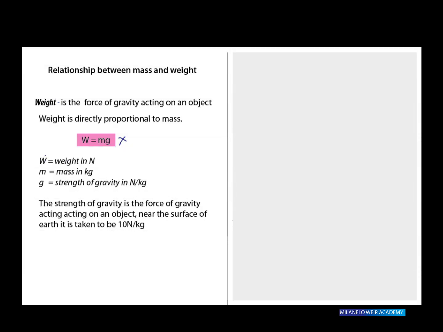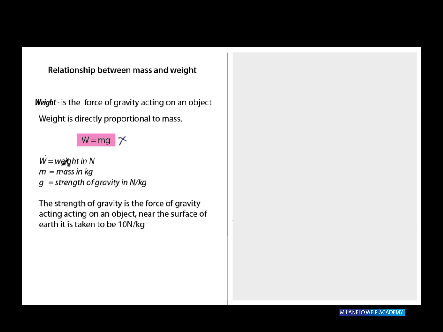In this video we're going to be looking at the relationship between mass and weight. We are saying weight is the force of gravity acting on an object, and weight is directly proportional to mass. The formula which combines weight and mass is this one. W is equal to mg, right?